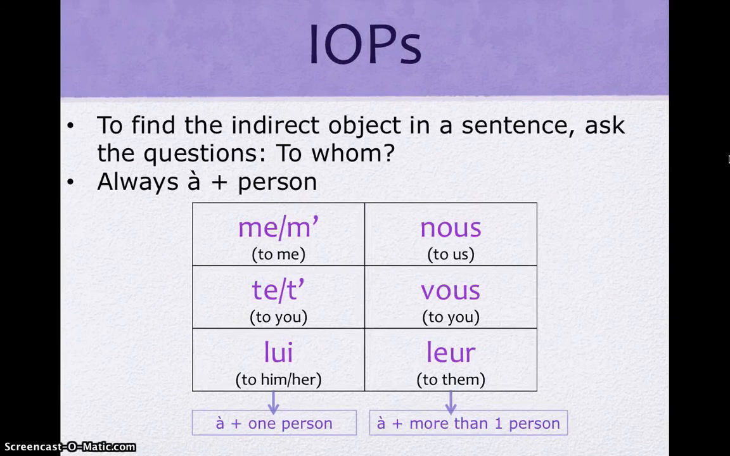So just to review, remember to find the indirect object, we ask ourselves the question, to whom? It is always going to be the preposition à followed by a person, and here you see the chart that has all of the indirect object pronouns as a reminder.